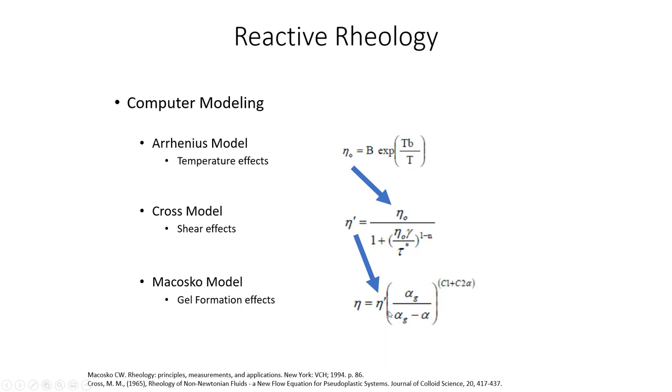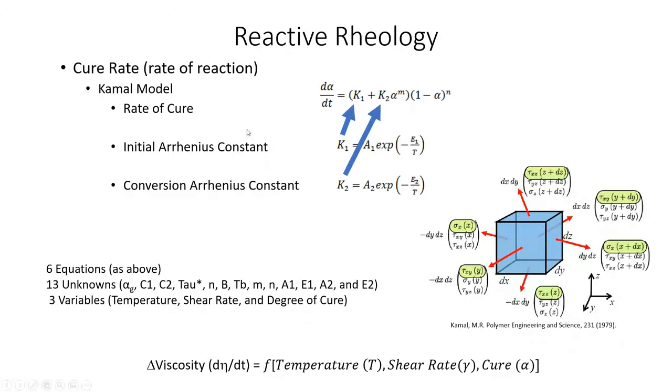That's why I always refer to the gel formation effects. Cross takes into account the shearing effects, but McCosco takes into account the gel formation effects of both the Arrhenius and Cross models. And so we have the stepwise approach for the computer modeling in an algorithmic format. So we start with Arrhenius, we finish with McCosco, and we have a very accurate model that then can be put into the cure rate or the Kamal model, which gives you the change in cure with respect to time, with respect to both the Arrhenius and Cross conversion factors.